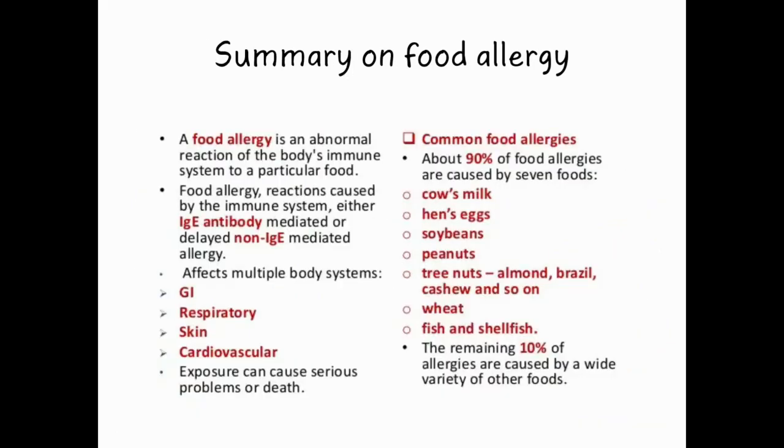Now we'll go to the summary on food allergy. What is food allergy? It is an abnormal reaction of the body's immune system to a particular food. Food allergy reactions are caused by the immune system, either IgE antibody mediated or delayed non-IgE mediated allergy. It affects multiple body systems, that is the gastrointestinal system, respiratory system, skin, and cardiovascular system in severe cases. Exposure can cause serious problems or death.